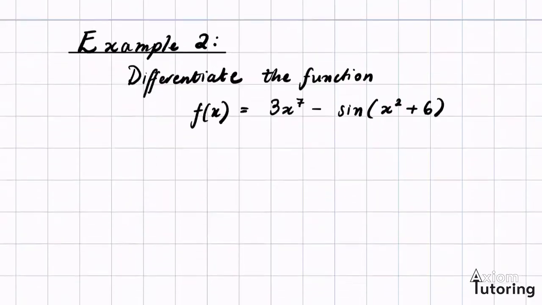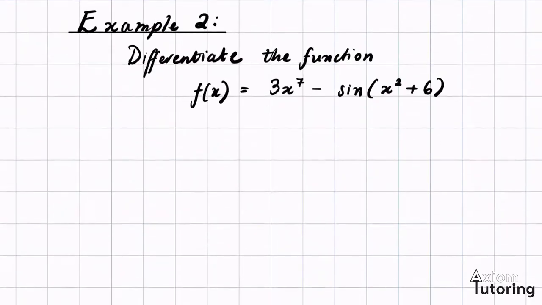Okay. So for example 2, we want to differentiate the function f of x is equal to 3x to the power of 7 minus sine of x squared plus 6. So the first term here is not a composite function. That's quite easy to differentiate because, again, we're just using our differentiating powers of x knowledge. So if we differentiate 3x to the power of 7, that just gives us 7 times 3, that's 21, x to the power of 7 minus 1, that's 21x to the power of 6.